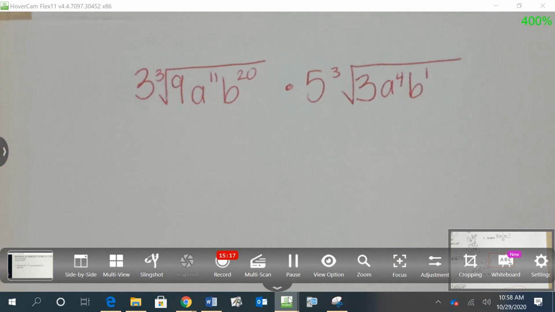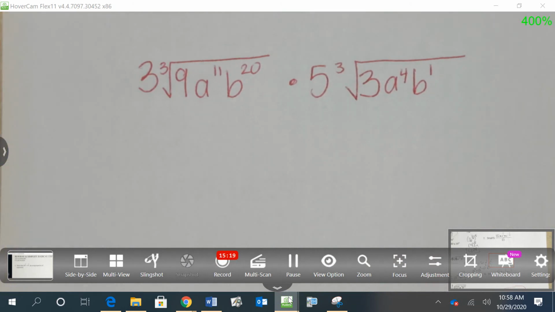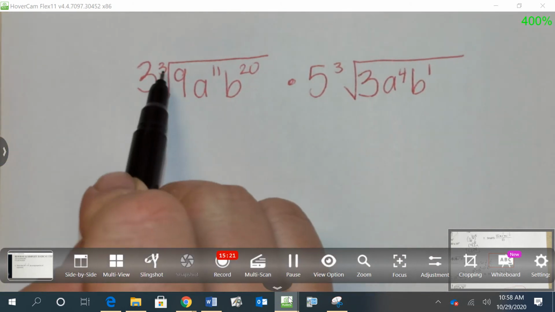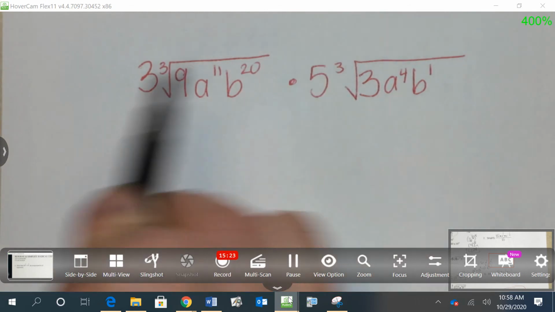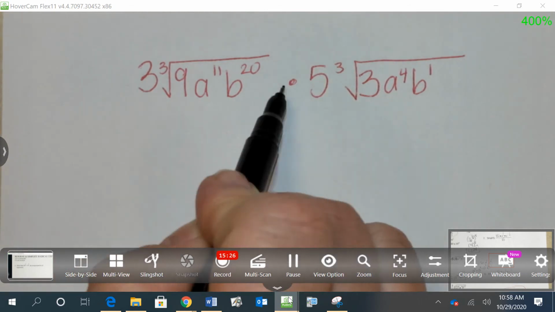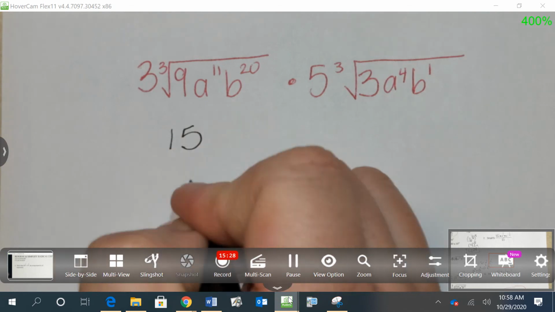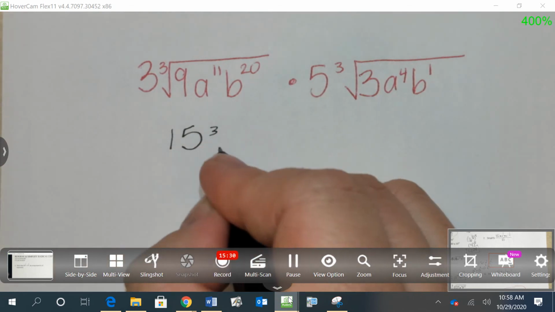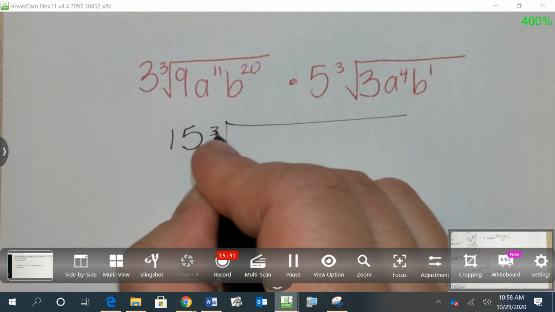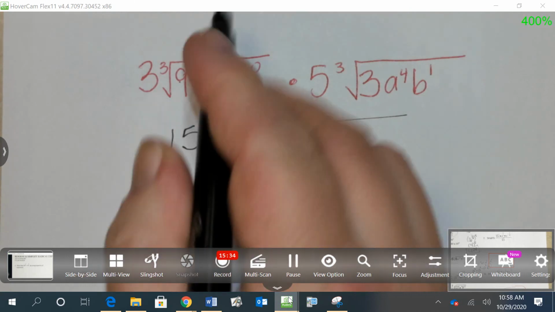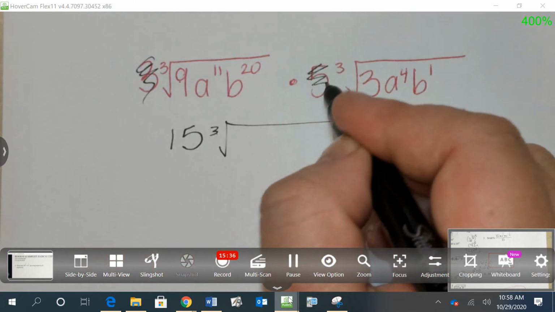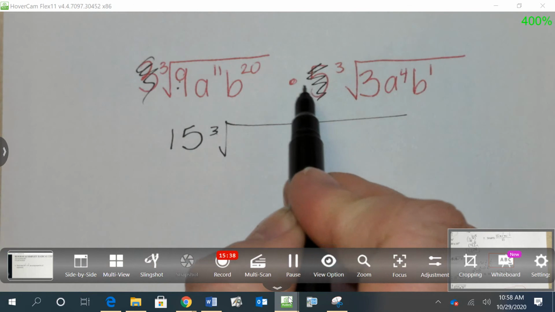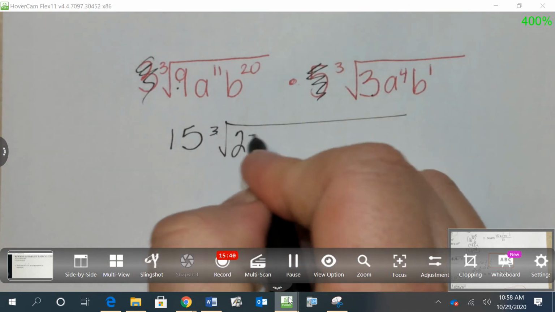So here's a similar problem, just like example number 3. I first look at it and go, okay, we have the same nth root, so I can proceed. 3 times 5 is 15. And then I make this radical with an nth root of 3. I know 9, and I'm going to cross these out so I have less confusion. I know 9 times 3 is 27.